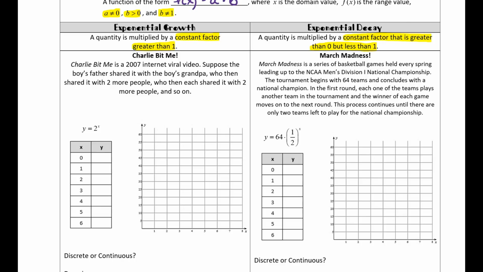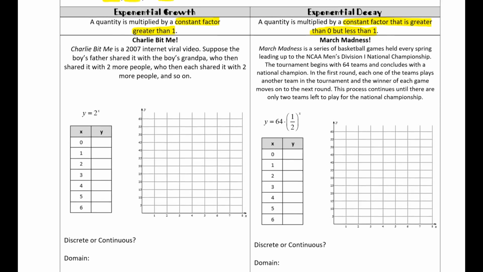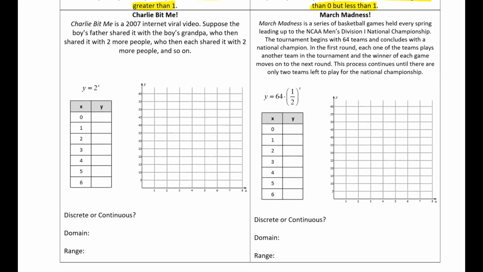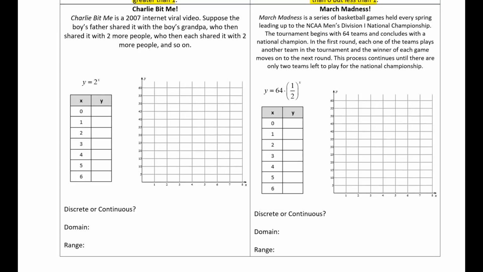So we are going to look at two scenarios, one that is an exponential growth scenario and one that is an exponential decay scenario. The first one comes from a viral video that occurred in 2007 called Charlie Bit Me. And I'm actually going to show you this video because you may not have seen it, since 2007 was quite some time ago. So without further ado, I'm going to let you watch the video.